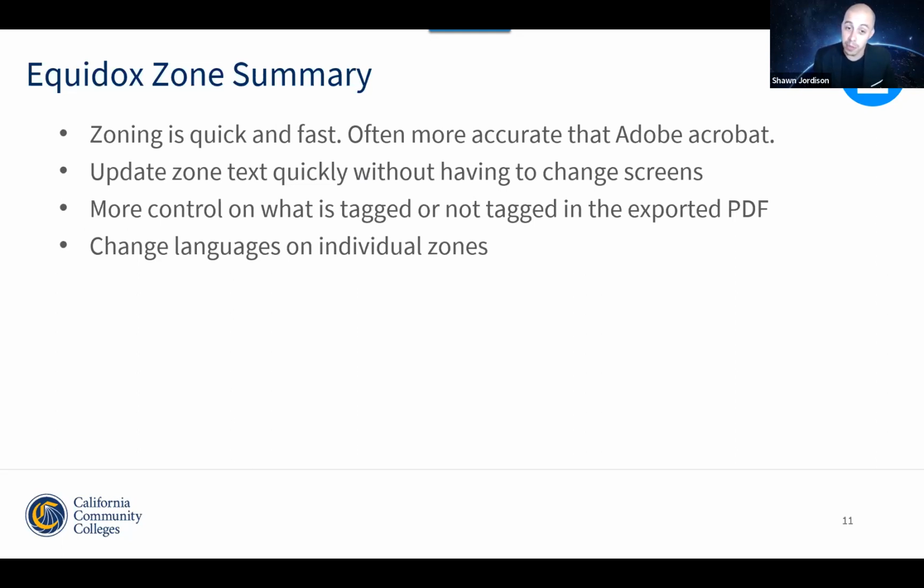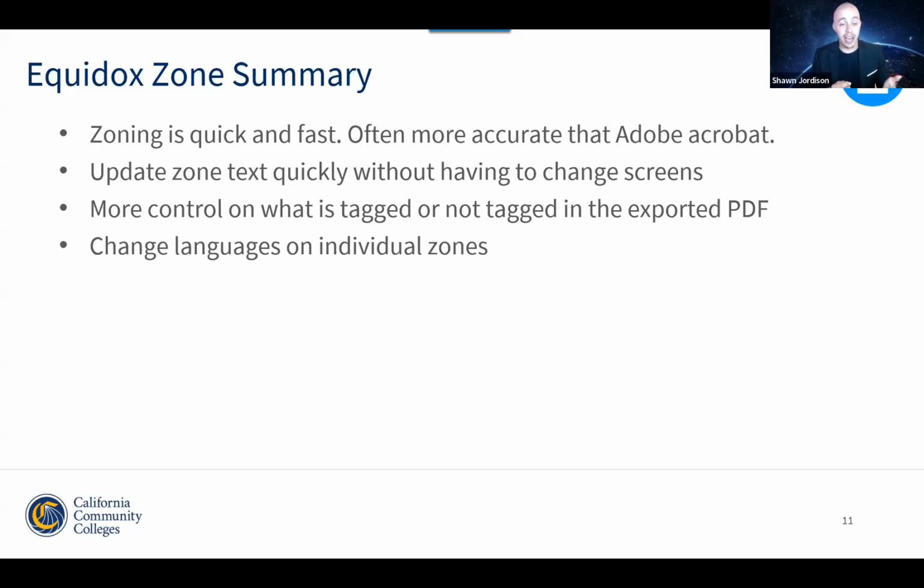All these words are too similar. Often more accurate than Adobe Acrobat. Update zone text quickly without having to change screens. This is super handy for working with complex documents where you need a lot of fixes. Instead of rekeying the whole document, Equidox is going to give you a lot of support with the OCR side. And you're going to have a lot more control over what's tagged or not tagged in the exported PDF.